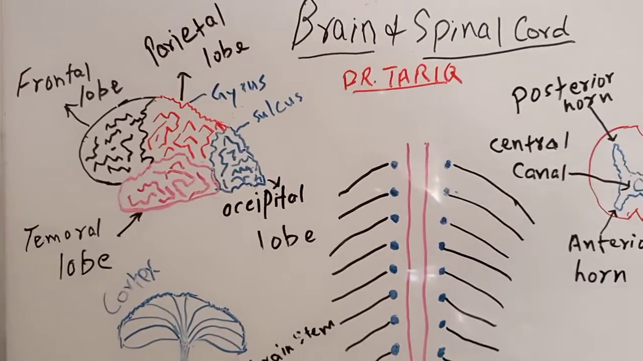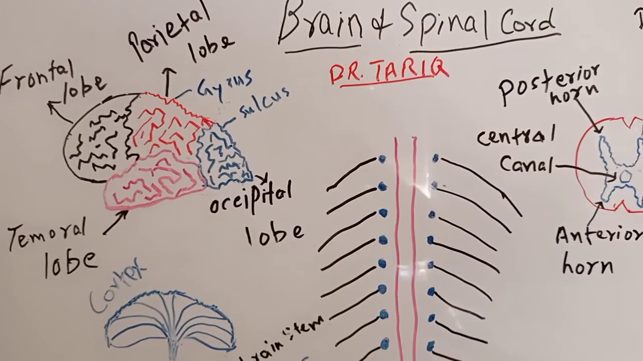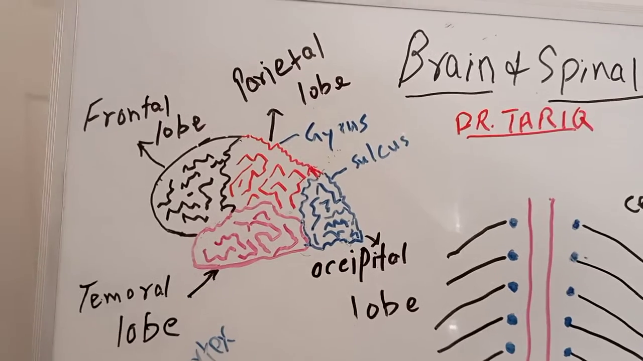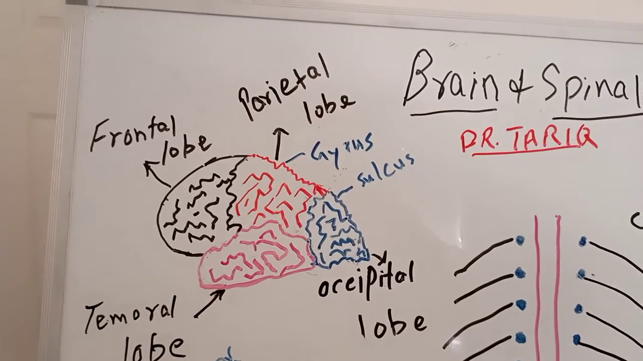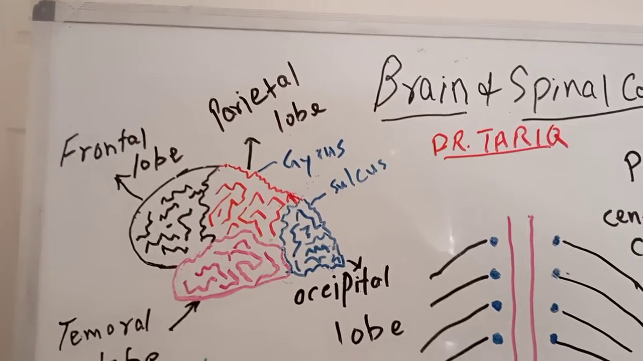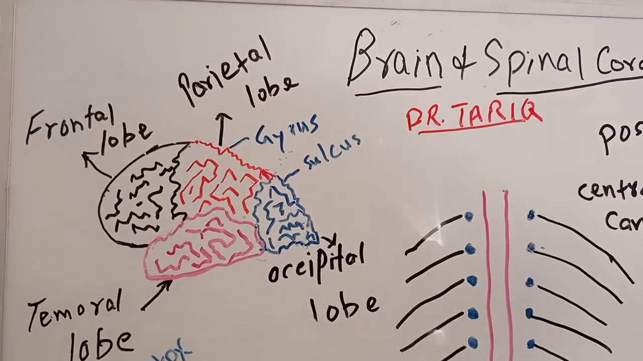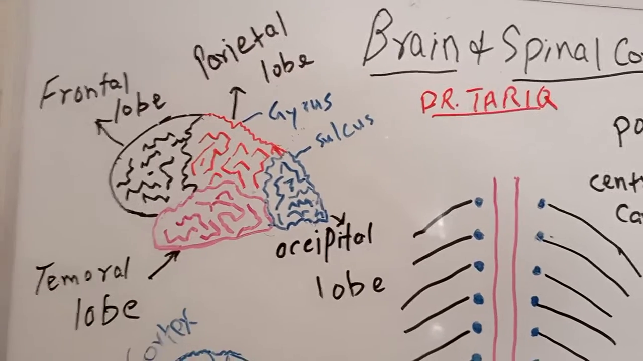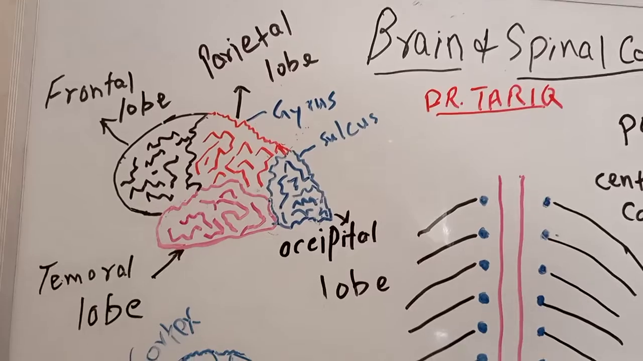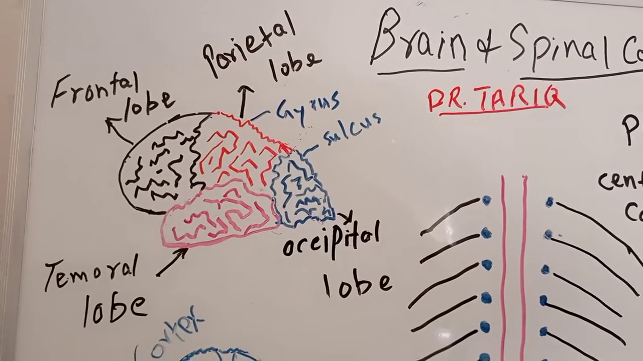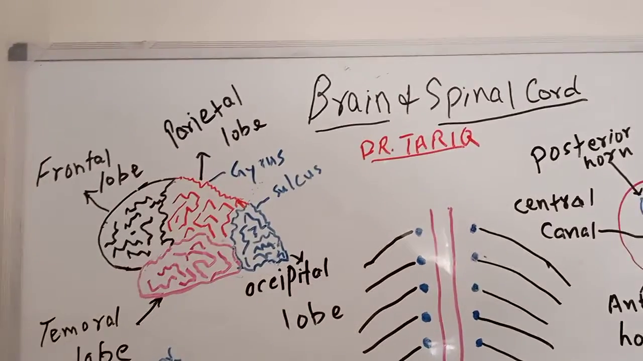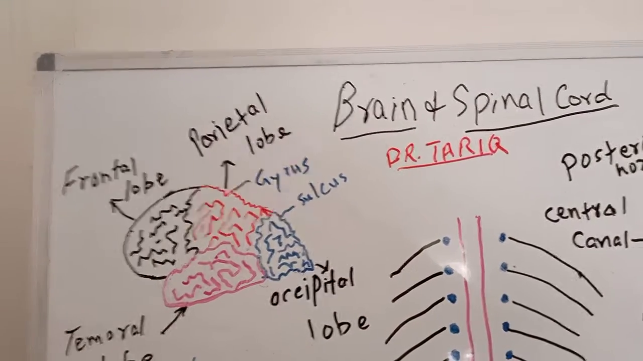Four lobes are visible. One fifth lobe is not visible. The four lobes are given their names according to the bone which is overlying them. Frontal lobe, it is below the frontal bone. Parietal lobe, it is below the parietal bone. On the back side, it is occipital lobe. It is behind the occipital bone, and on the side it is temporal lobe, lying behind the temporal bone, behind the ear. There are five lobes, four are visible and one is invisible.